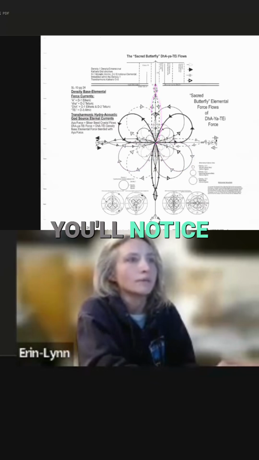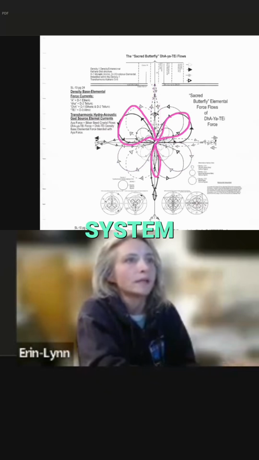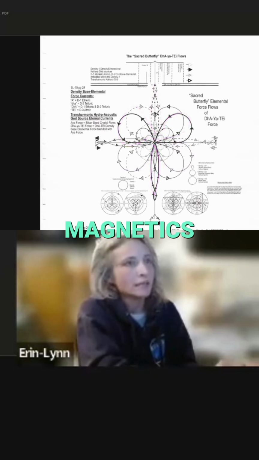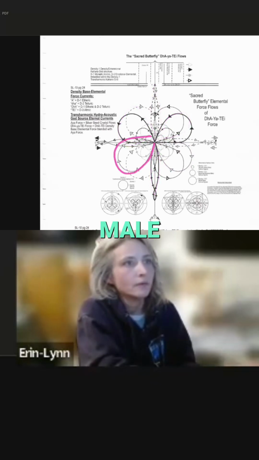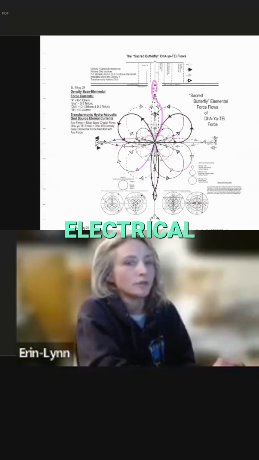Now, if you'll notice, does this remind you of the female reproductive system a little bit? I'm doing this really badly. Those are the magnetics. Here we see, what are these? What's this remind you of? Perhaps the male reproductive system. Those are the electrical flows.